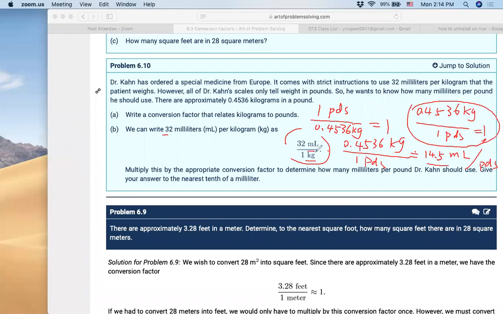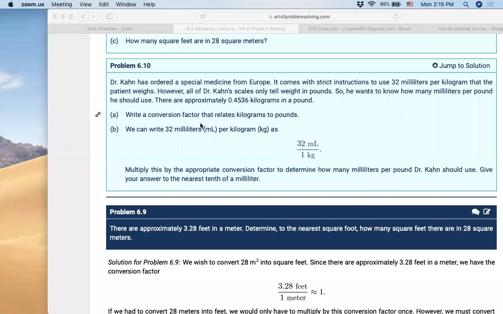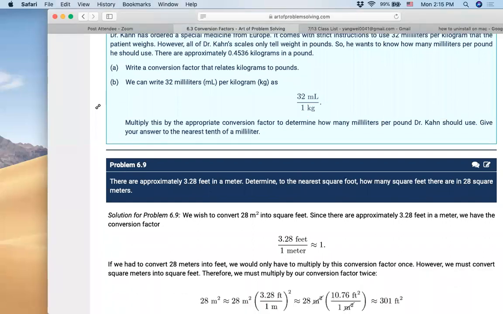Because see, this kilogram is in the denominator. So if you want to convert to pounds, you also need to put the kilogram in the numerator. Then this kilogram will cancel out, and you have pounds in the denominator, right? So this is what you need to do. Now let's see.